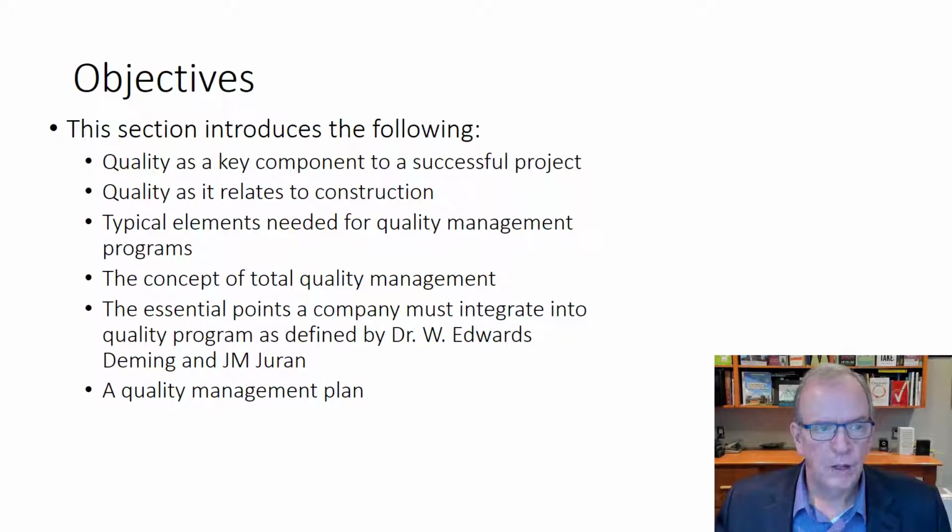So in this section, we're going to be looking at quality management systems, or total quality management, as it's often referred to. We're going to be distinguishing between different components of what is quality control and what is quality assurance and what do they mean within a quality system.